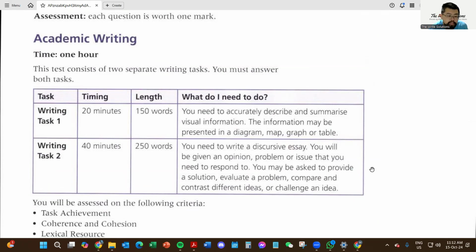Writing task 2 is a little bit different. It's going to be 40 minutes and you get 250 words. Now you can do writing task 2 first because writing task 2 is worth 66% of your mark, while writing task 1 is worth 33%. Now this is more like an essay, okay? You'll be given an opinion, problem, or issue that you need to respond to.